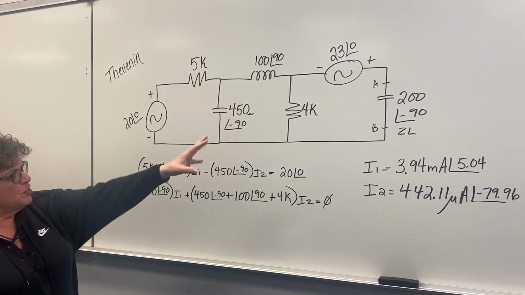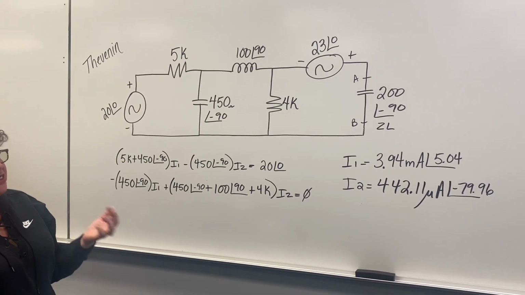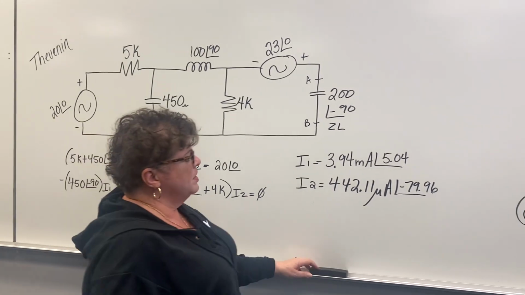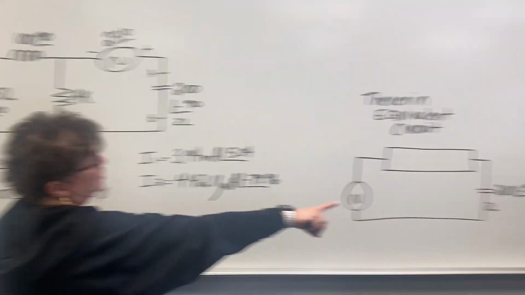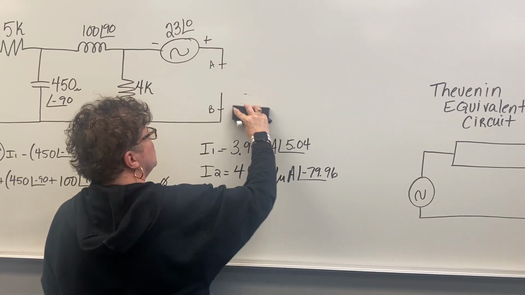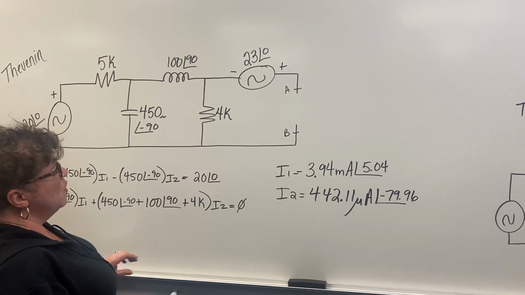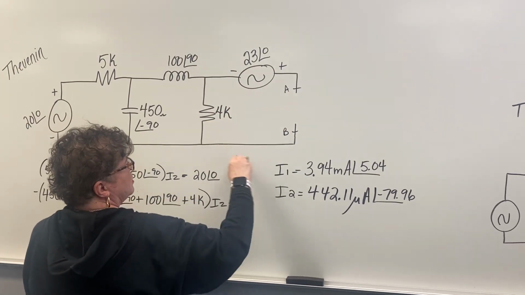So here's the original problem. The first thing we do at Thevenin is we remove the load and get voltage A to B. So I've already put my load component over there. I'm going to remove it from here. To get voltage A to B, I'm going to do it this way.